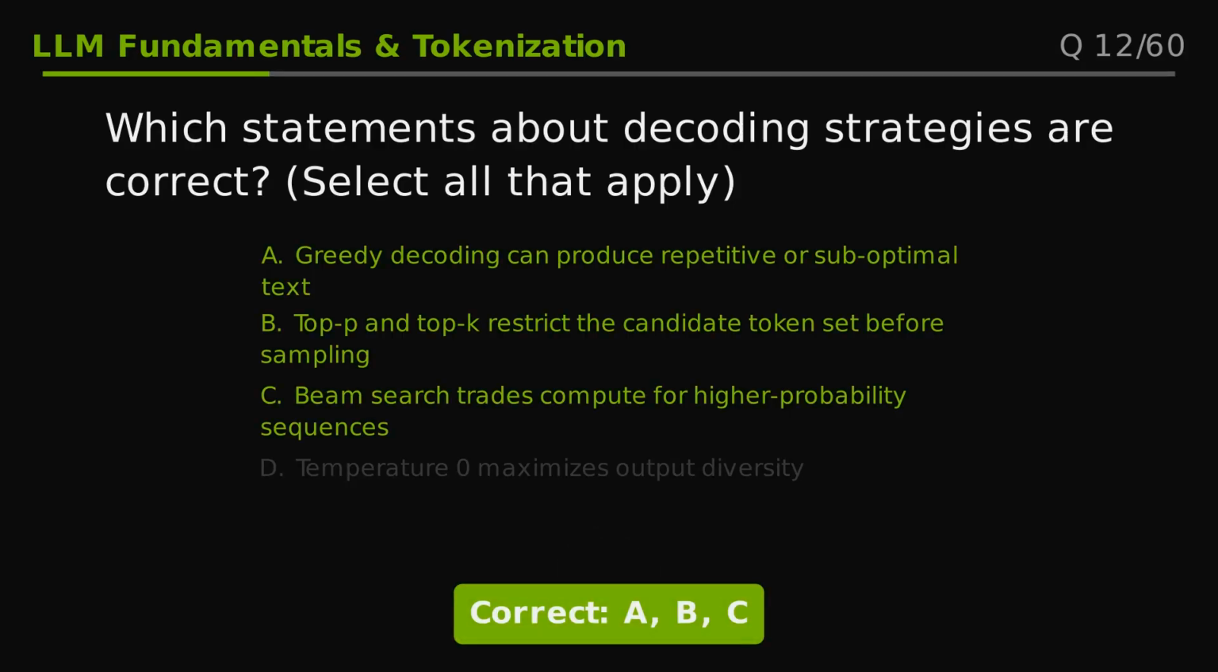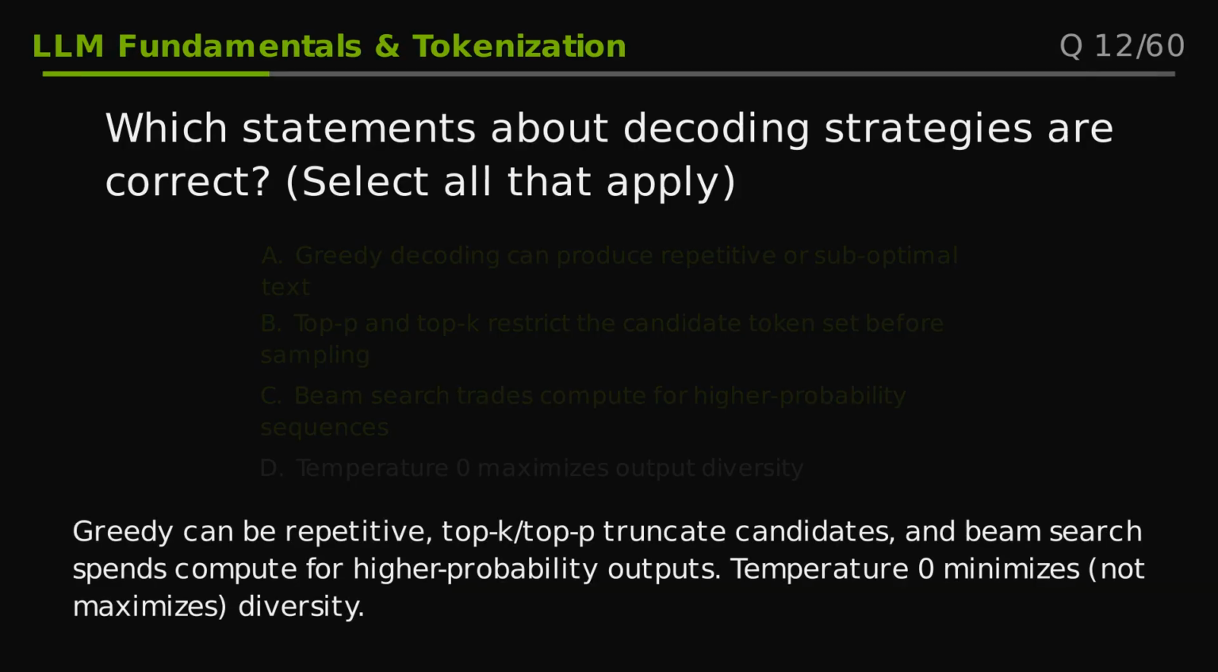The correct answers are A, B, and C. Greedy can be repetitive, top-k and top-p truncate candidates, and beam search spends compute for higher probability outputs. Temperature zero minimizes, not maximizes, diversity.